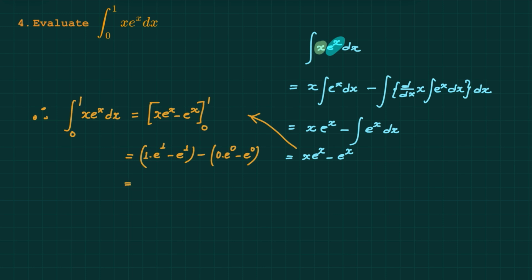So it equals e minus e minus, this portion is 0, minus e to the power 0 is 1. So here e and e got cancelled. So it equals minus of minus 1, and hence the answer is 1.